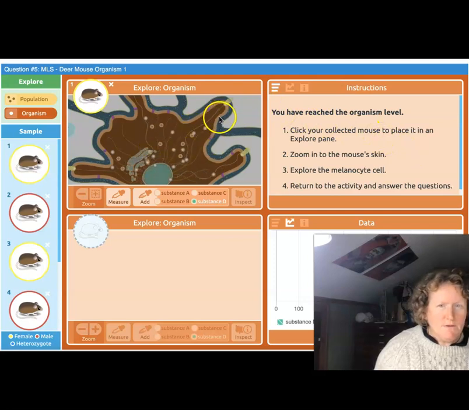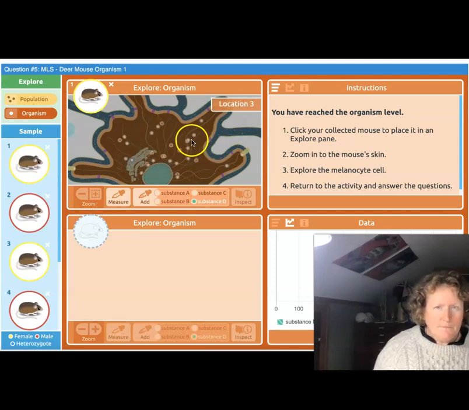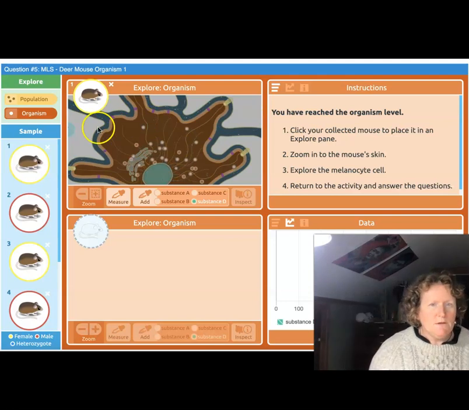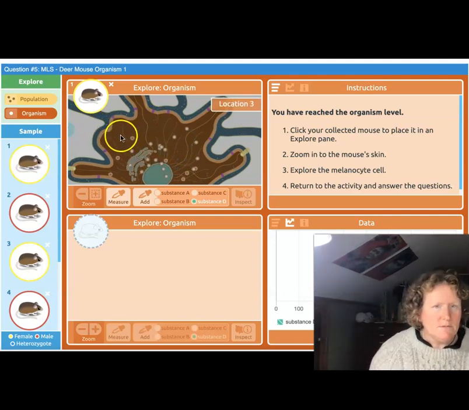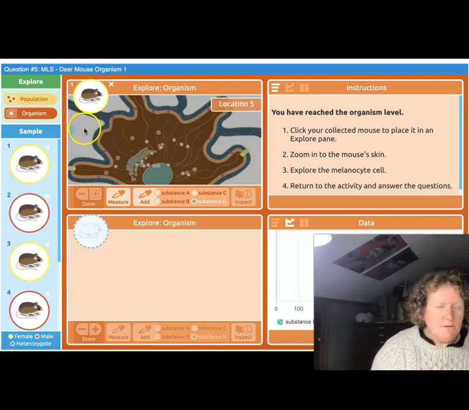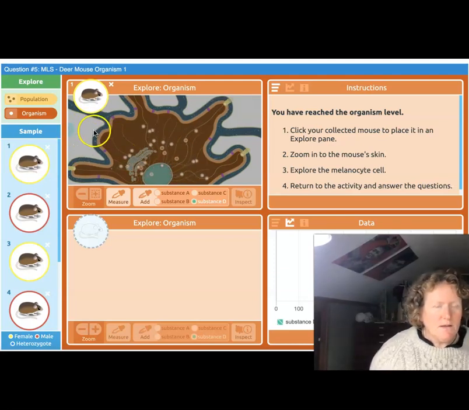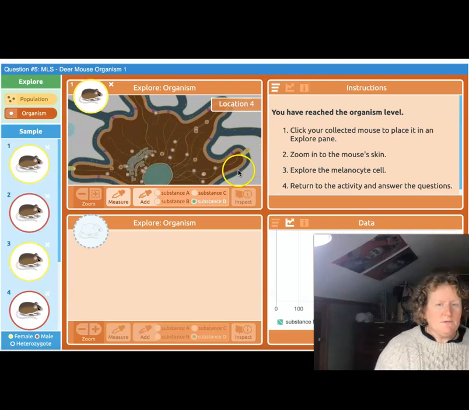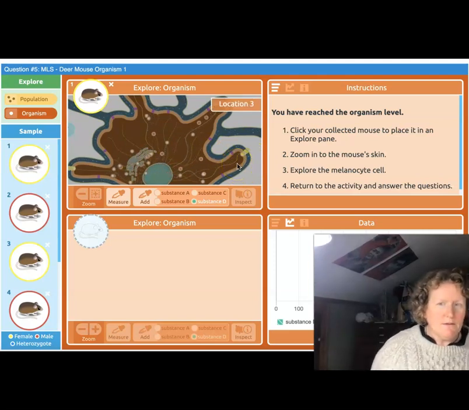So let's just figure out what's going on here. There's some locations. That seems to be a location. Here seems to be a location. If we click on this, that seems to be a location. If we click on here, that seems to be a location. If we click on cells outside the cell we're looking at, outside the melanocyte, that seems to be a location. So there's 5 locations. Some of them look more important than others.